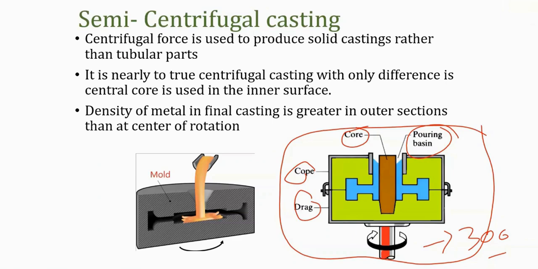What you are going to do is pour the molten material inside the mold cavity, and then rotate that mold at a speed of 3000 rpm.